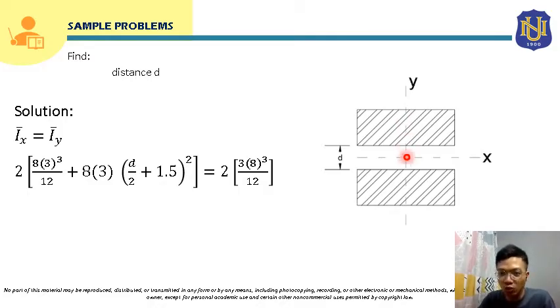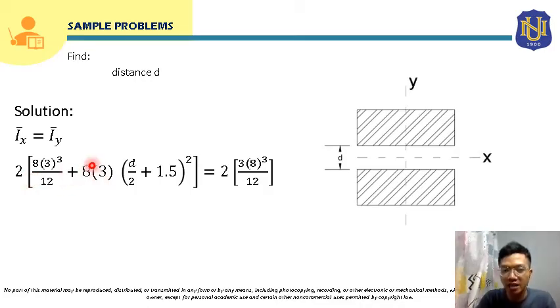So the distance d here will be this distance. This distance is half of the height of the rectangle. The height of the rectangle is 3, so this is 1.5, and then we add this distance, which is actually half of D, so this is D over 2. So the distance between the centroid and the reference axis is D over 2 plus 1.5. Okay, so we will apply the transfer formula. That is BH cubed over 12 plus our area, which is 8 times 3, and then our distance is D over 2 plus 1.5.